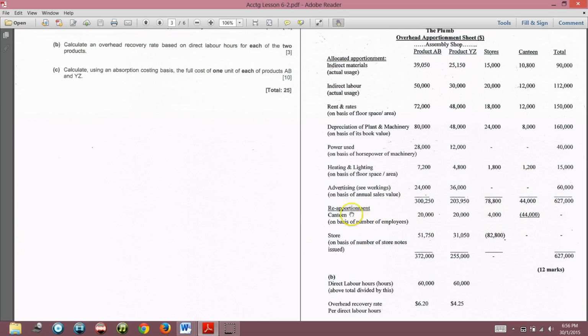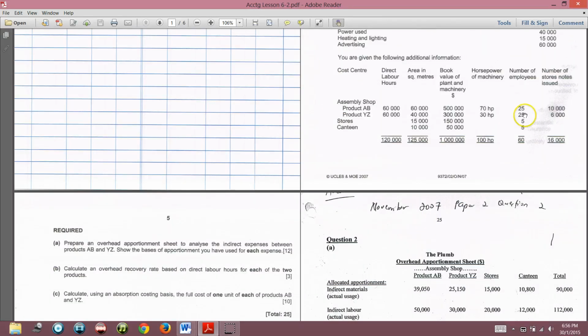So the canteen would be a portion. That means we have all the costs here. The canteen overheads of 44,000 will be apportioned to all the other three departments on the basis of number of employees. Okay, you see this one, number of employees. If you exclude the number of employees for canteen, 50 plus 5, the total will be 55.